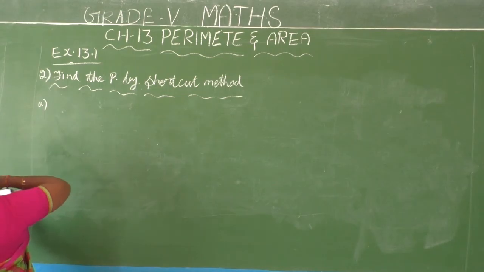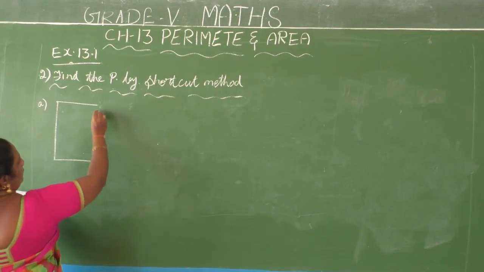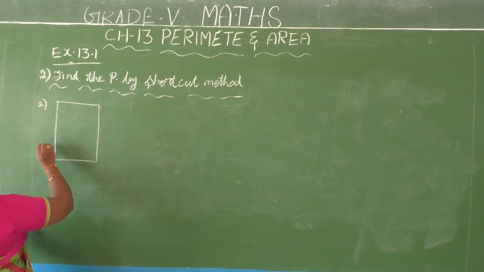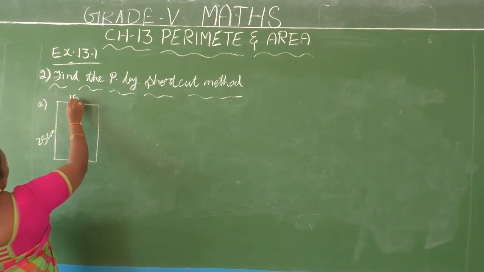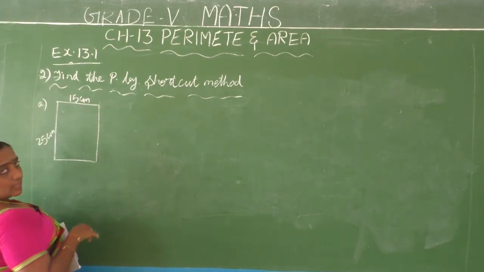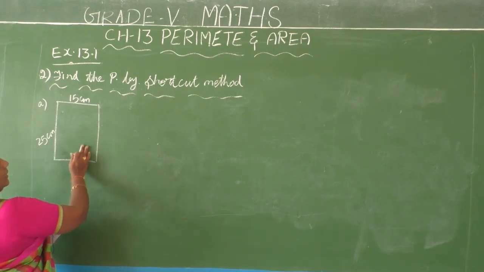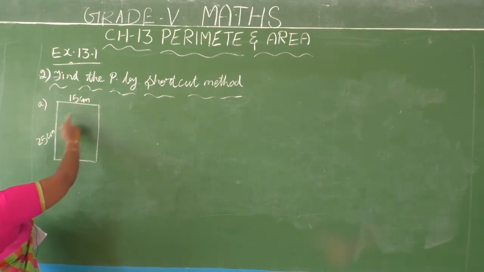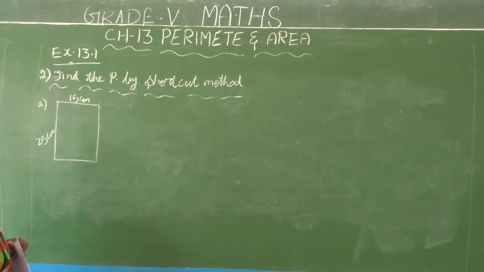A1. 25 centimeter. This side they gave 15 centimeter. They gave 2 lengths only. They missed 2 sides. Okay, see this figure. It looks like a square only, but it's not a square. It's a rectangle. See the measurements of the length and breadth. Both the measurements are different. So that means it's a rectangle only.